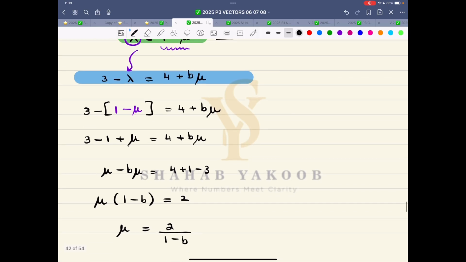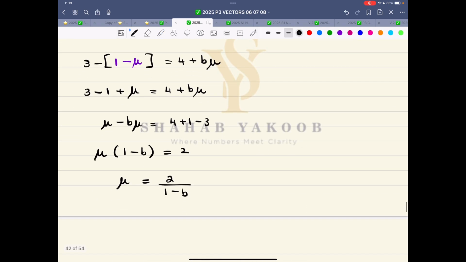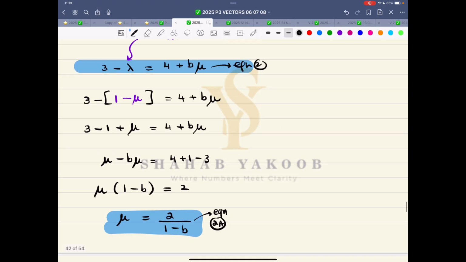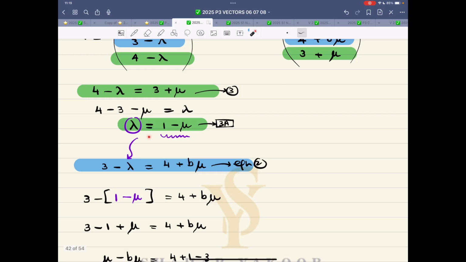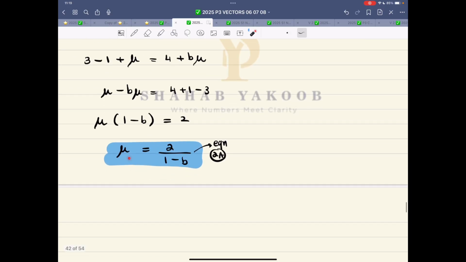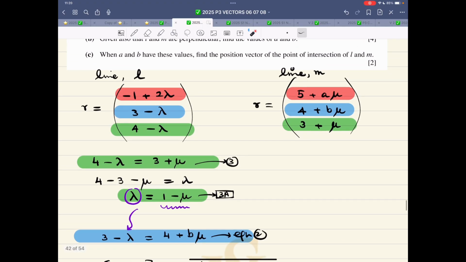Now this is the equation number 2. Let me write it over here. This is equation 2. And this one is the simplified version of equation number 2. So let me write this as equation 2a. Now two things are done. Now I have lambda in terms of mu. I have mu in terms of b. All good? So now let's go to equation number 1.